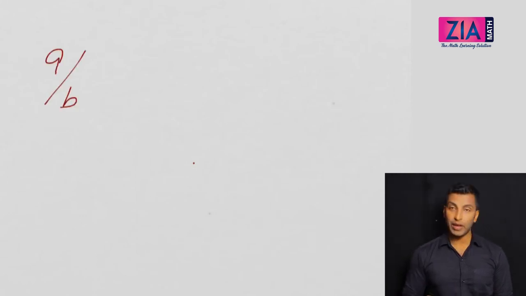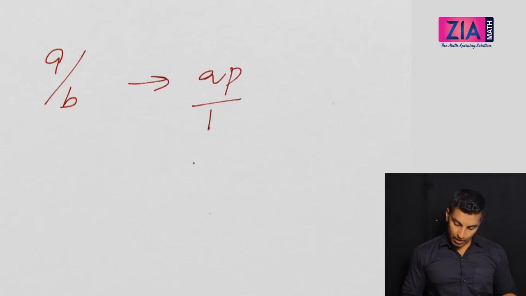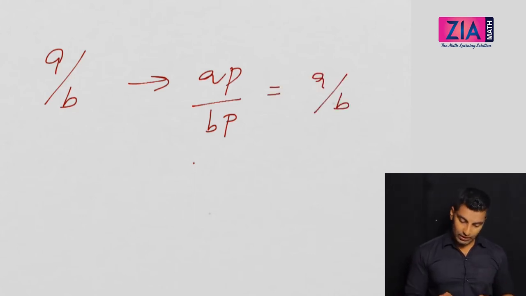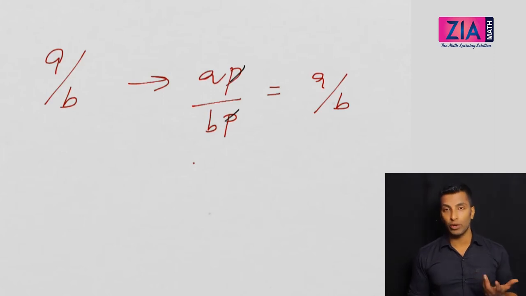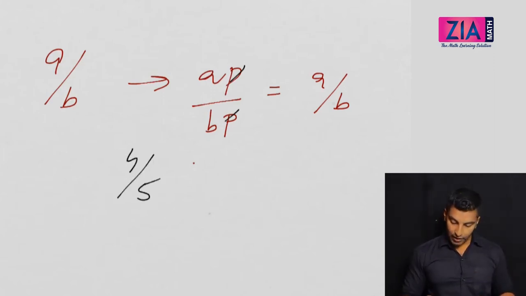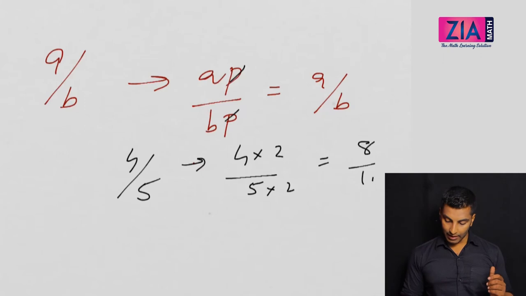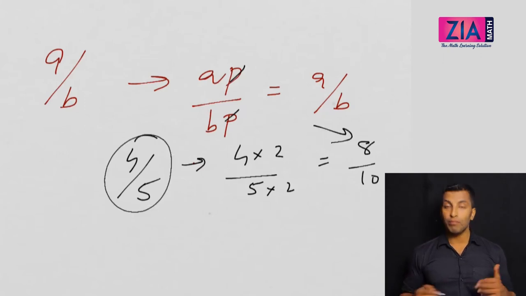Now you have a ratio A by B. If you multiply the numerator and denominator with the same number, let's say P, so AP by BP. Now this AP by BP will be equal to A divided by B. Very simple, because P and P get cancelled out. It's like a 4 by 5 ratio. If you multiply 4 with 2 and 5 with 2, what you get is 8 by 10. So 4 by 5 and 8 by 10 are both actually the same.